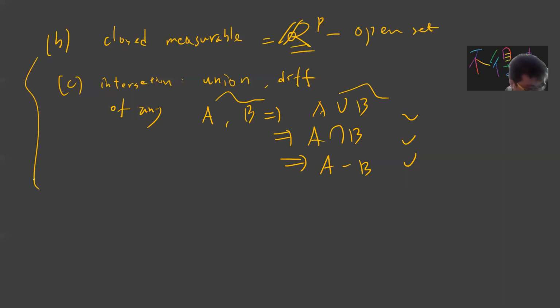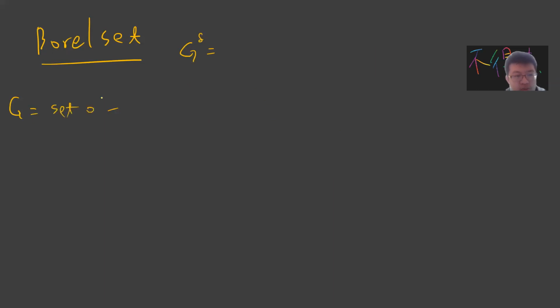Okay, so following from this idea, we can define a so-called Borel set. This is a very important idea, so let me write it down. Let me define a Borel set. Let's define G as the set of all open sets in R^p. And then we can define F as the set of all closed sets in R^p.